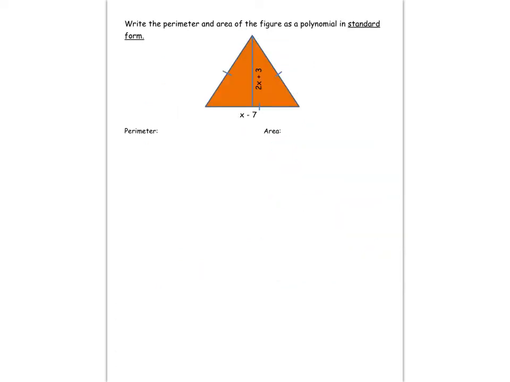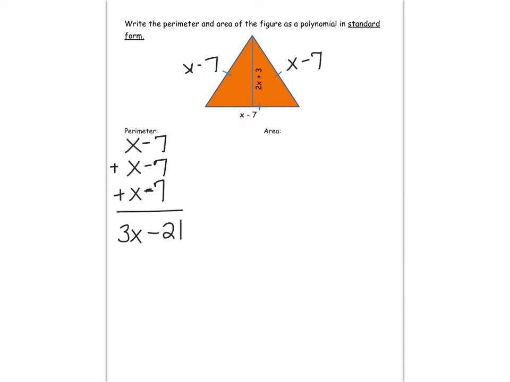Okay, if it's a triangle and you need to add up all the sides, notice on this triangle you have to pay attention to congruency marks. Because of the tick marks, all the sides must be x minus 7. So we'd have to do x minus 7 plus another x minus 7 plus another x minus 7, lining up our like terms. So we end up with 3x minus 21. There's our perimeter in standard form.